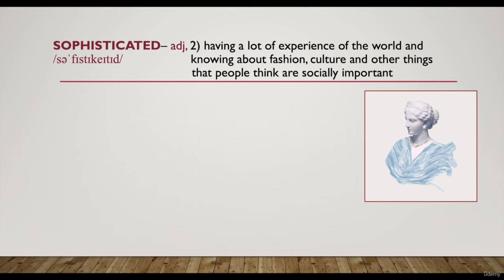And the second meaning of the word sophisticated is having a lot of experience of the world and knowing about fashion, culture, and other things that people think are socially important. So if you meet a sophisticated person, that means this person has a lot of experience of the world. He's probably met a lot of people in life. He's probably been to a lot of places and knows a lot about fashion, culture, and other things. So this person will probably be educated and smart and interesting to talk to.